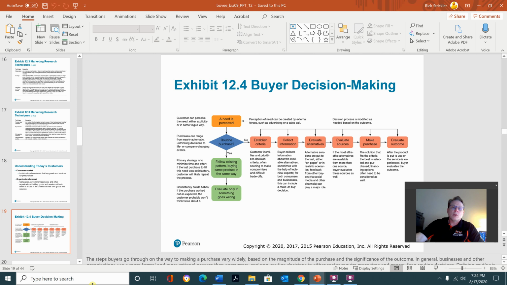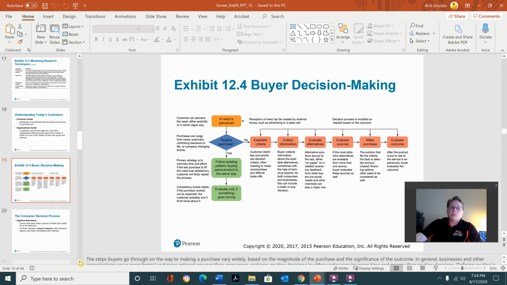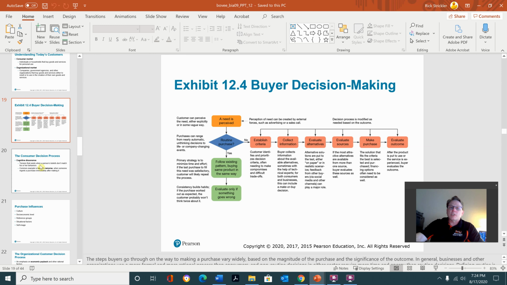Usually you don't go through this whole process if it's something very inexpensive. If it's something that you've never purchased before and it's a considerable amount of money, and again, considerable goes back to how much you make. If you make $10 an hour, something that's $50 is a considerable amount of money, and you may go through this whole process to decide whether you want to purchase it or not.